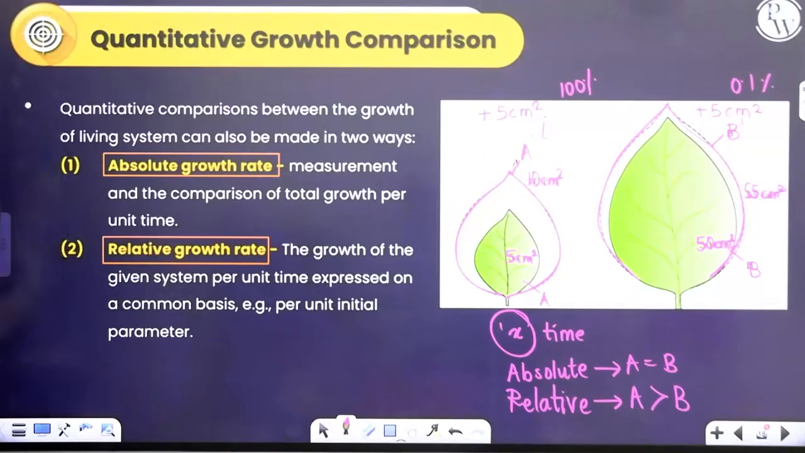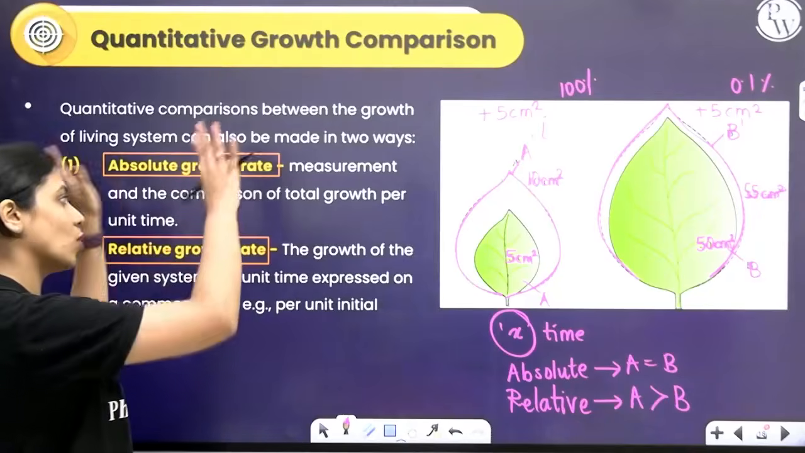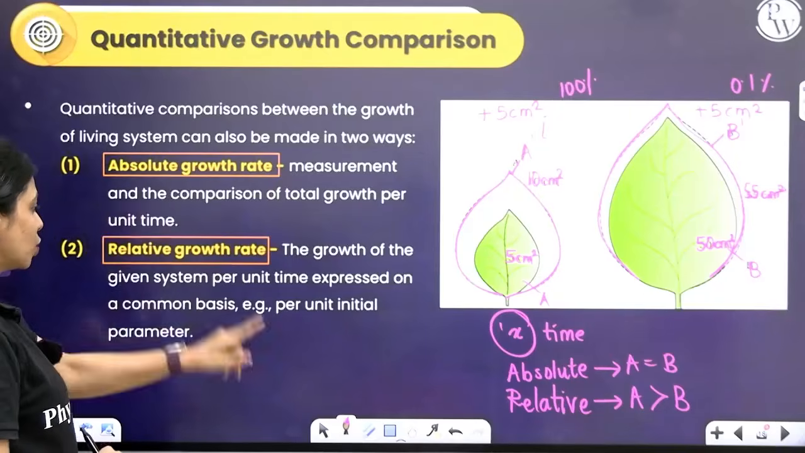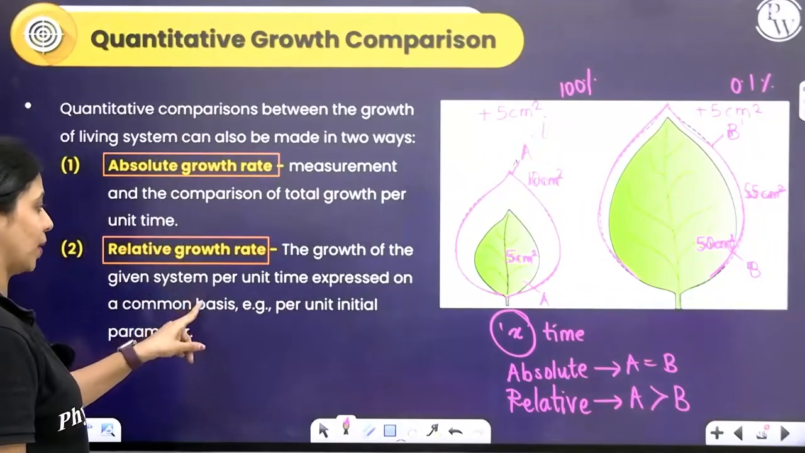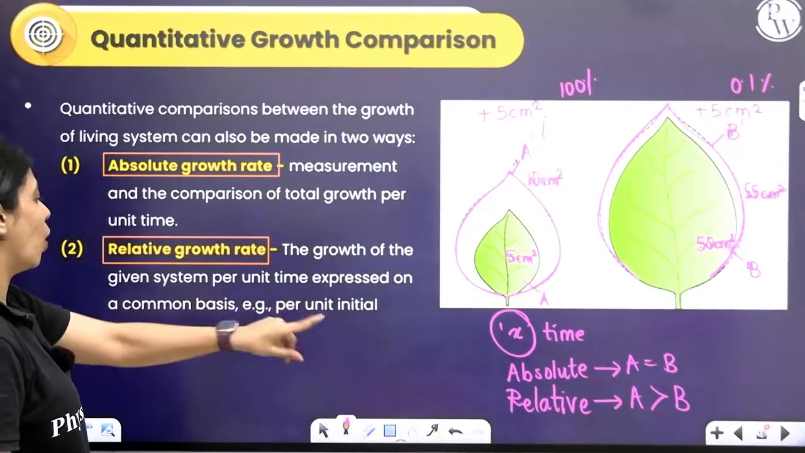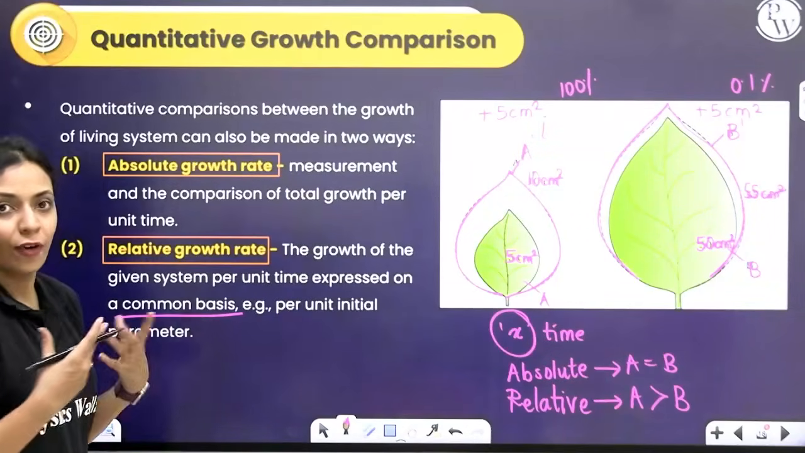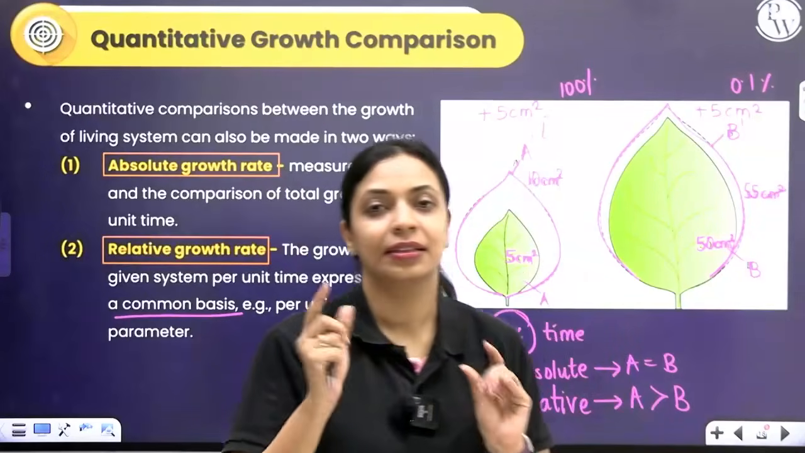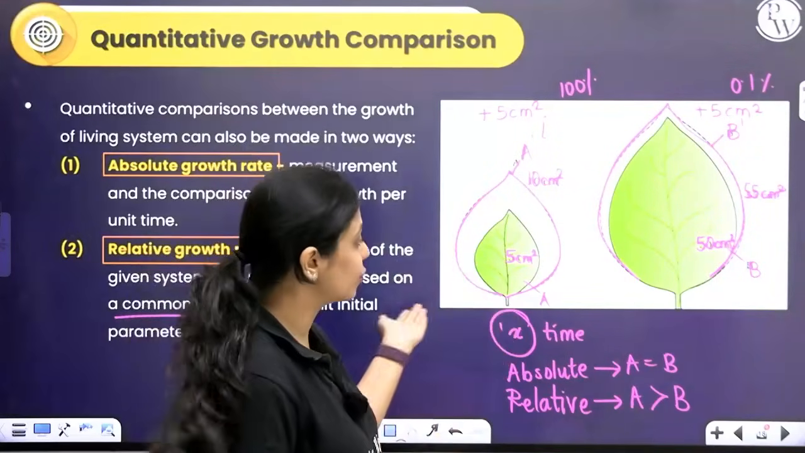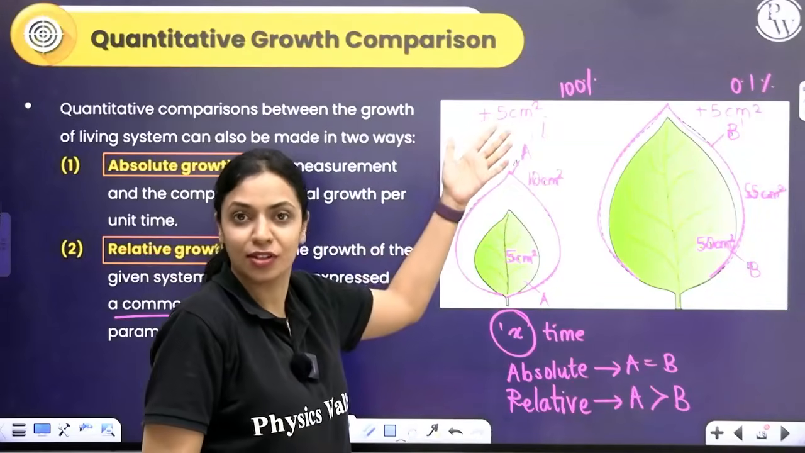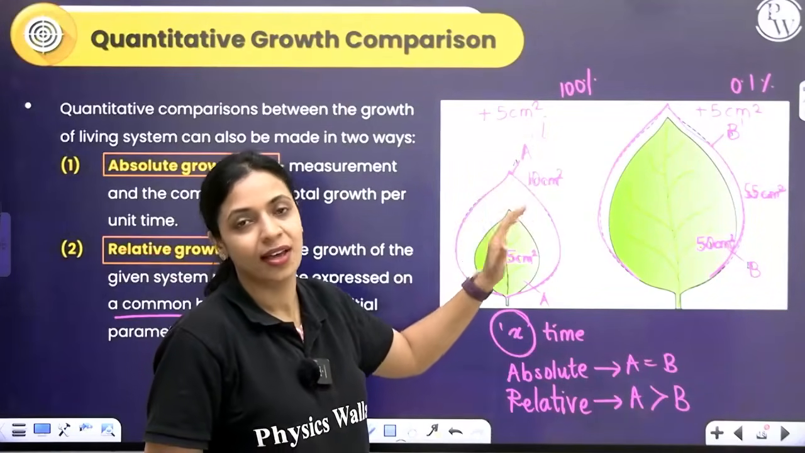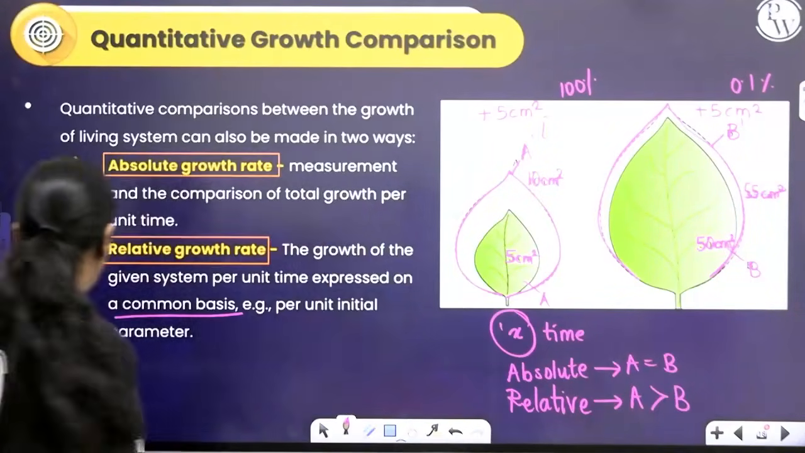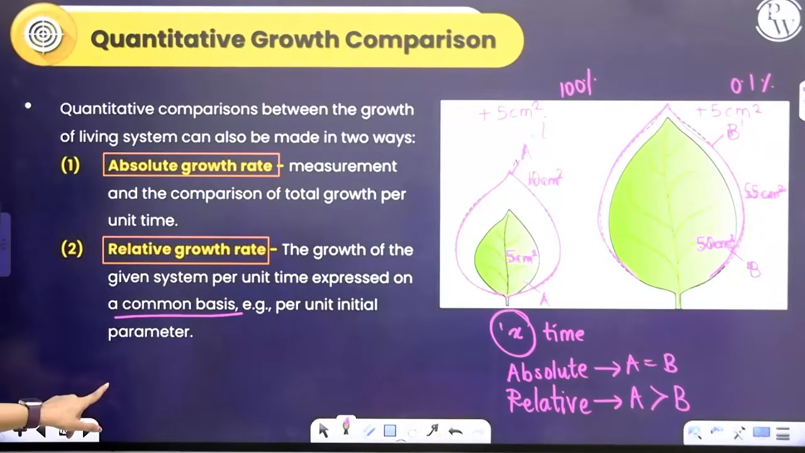Okay, so absolute growth rate is a measurement and comparison of the total growth that has happened per unit time. Relative growth rate is the growth of the given system, which could be any part of the plant, per unit time, expressed on a common basis. For example, how much was it initially? If you compare it, then you get relative growth rate. Relative to how much was present initially, how much increase is it showing? Has it doubled? Has it tripled? Has it increased 1/4? That will give you the relative growth rate. That's one way of measuring or comparing the growth in two different entities.